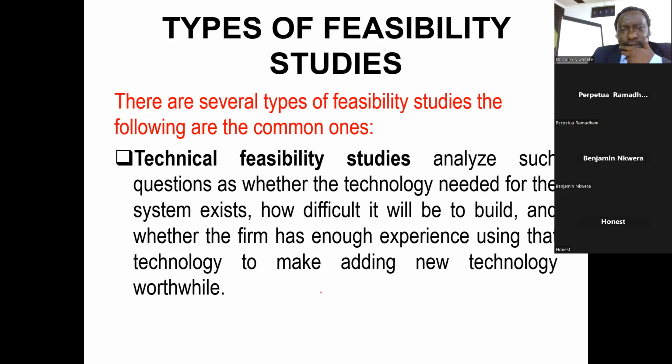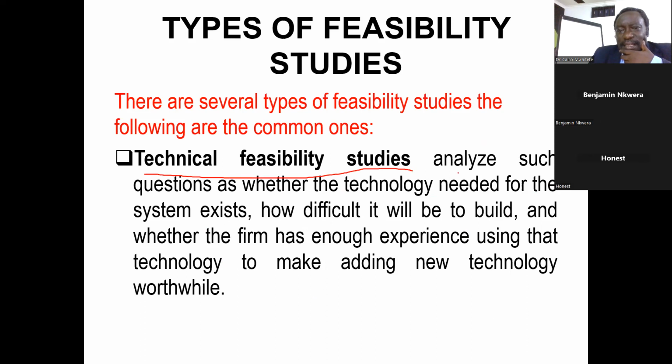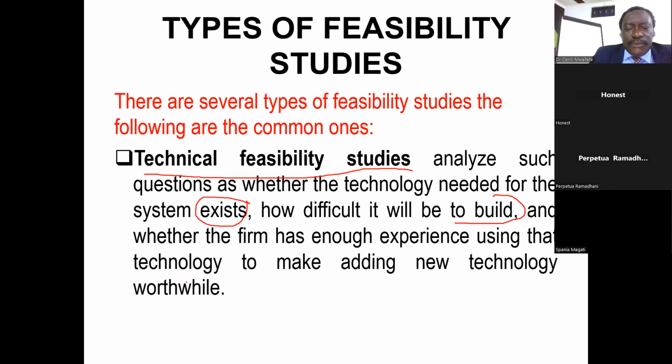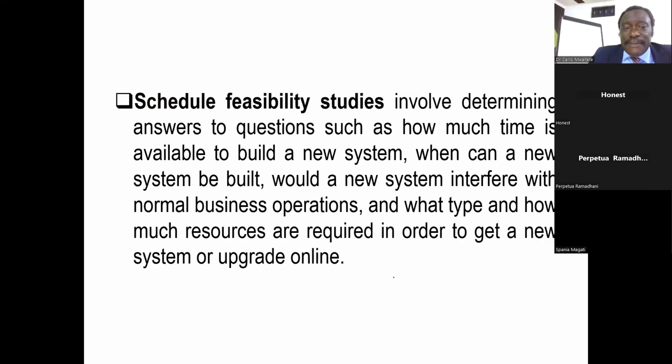There are different types of feasibility study, of course, and we will discuss each component. There are technical feasibility studies that analyze whether the technology needed for the system exists or not, how difficult it will be to build, and whether the firm has enough experience using that technology. And what about if we add new technology? So this is technical feasibility study. Depending on the type of project and the technology, you may find yourself going in that direction.